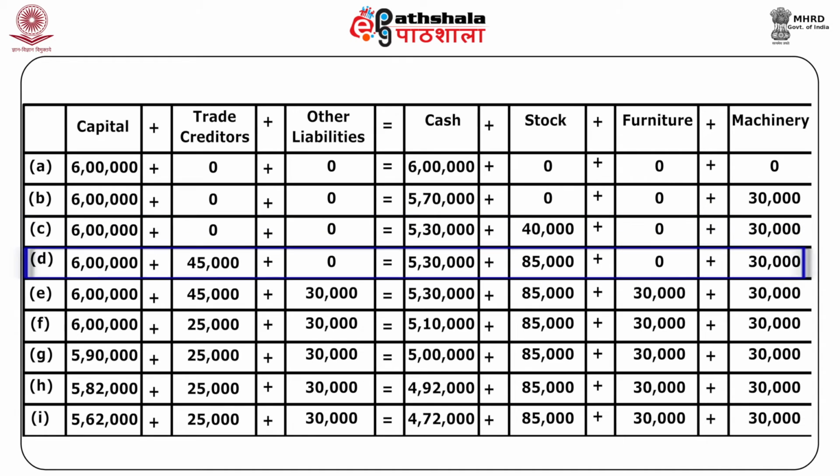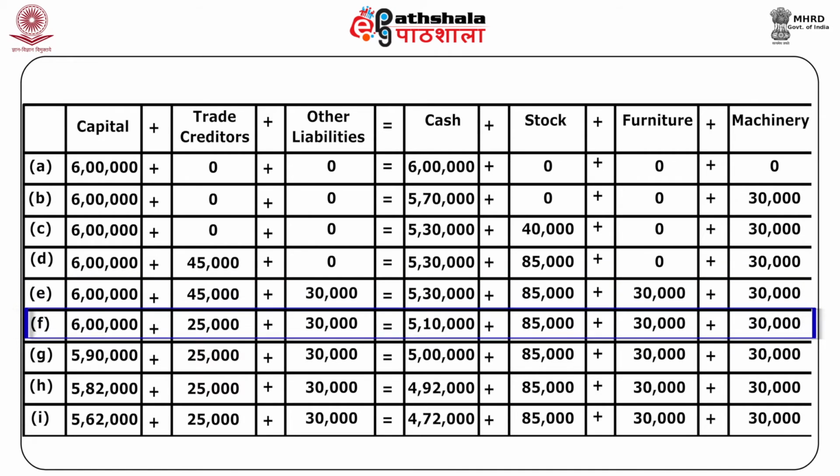30,000. On D transaction, we have capital of 6 lakh, 45,000 of creditors, which will give you cash of 5,30,000 plus stock of 85,000 plus machinery of 30,000. In E part, we have 6 lakh of capital plus 45,000 of creditors plus 30,000 of liabilities, which will give you 5,30,000 of cash plus 85,000 of stock plus 30,000 of furniture plus 30,000 of machinery.